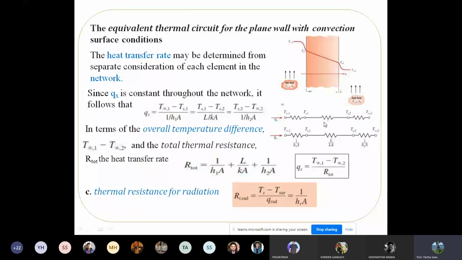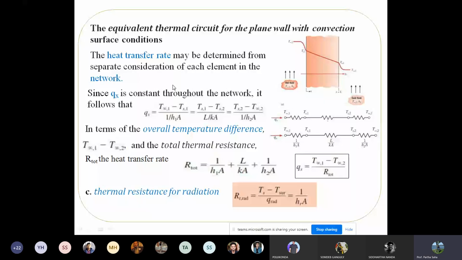From Ts1 to Ts2, there is another resistance. And from Ts2 to T infinity, there is another resistance. So what is each resistance? The first one is the convective heat transfer resistance, which is given by 1 by h1A. The second one is the thermal resistance given by L by kA. And the third one is again convective heat transfer resistance, given by 1 by h2A.